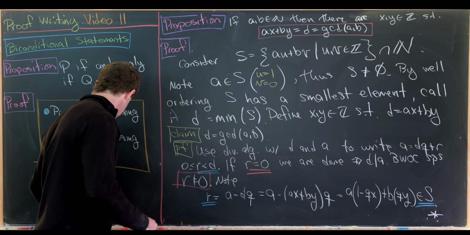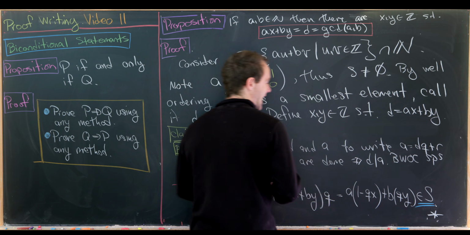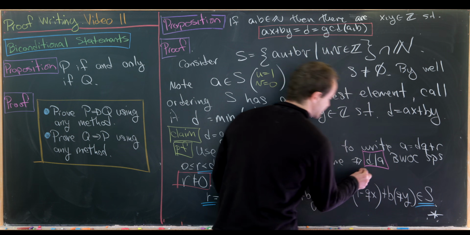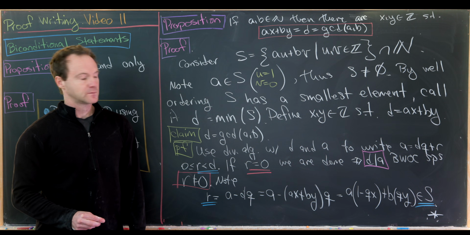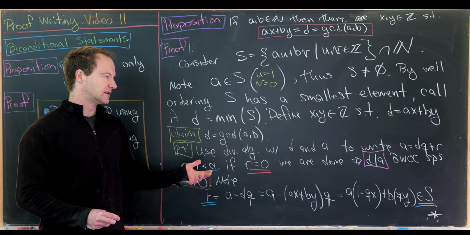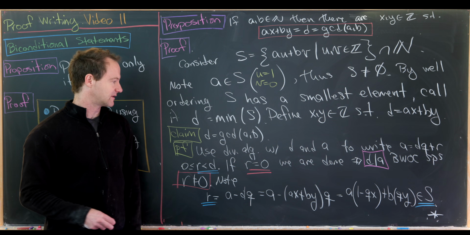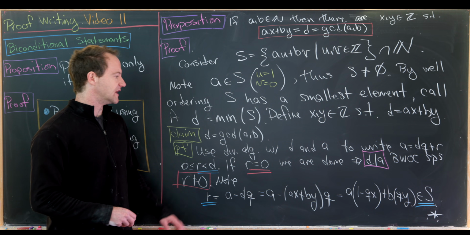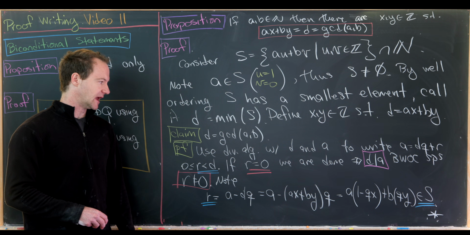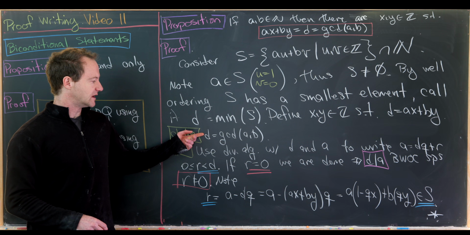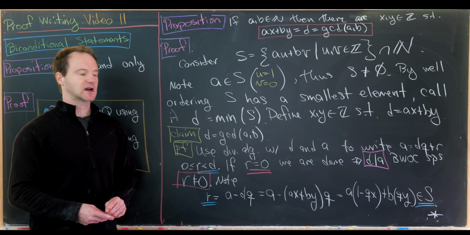But if R is equal to 0, then we have D is in fact a divisor of A. But then, like I said, D being a divisor of A and showing D being a divisor of B is really exactly the same proof. So that means we know that D is a divisor of both A and B, which is the first thing we need to prove when we show that D is the greatest common divisor.